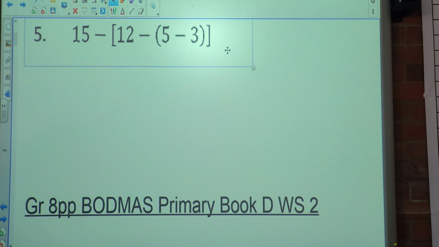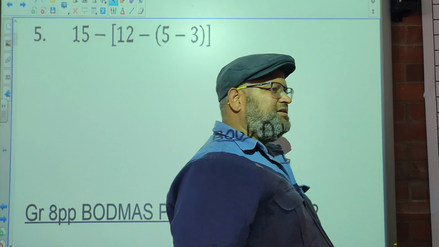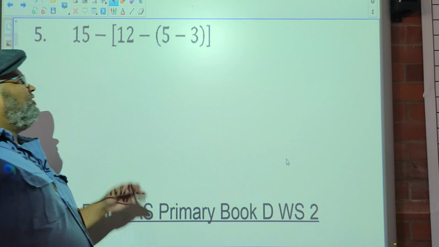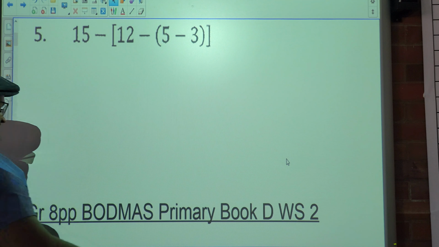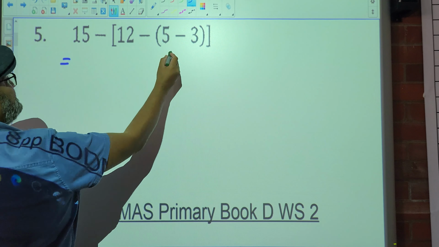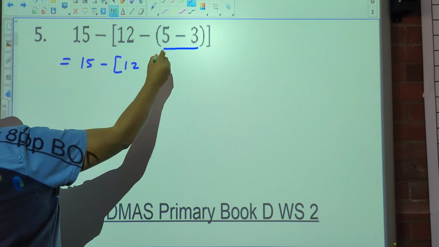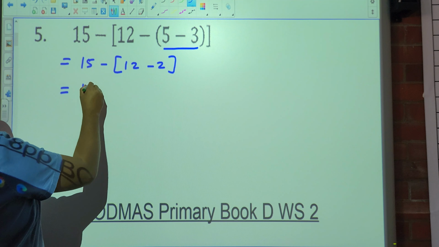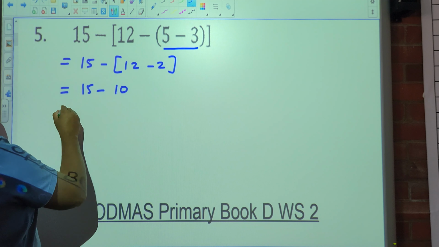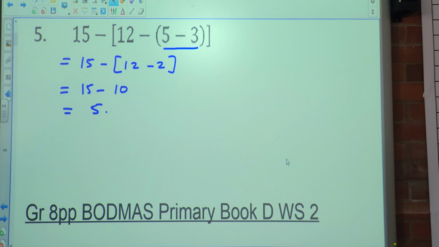Number 5. Here we have 15 minus open brackets, 12 minus open brackets, 5 minus 3, close bracket, close bracket. So yesterday I asked you, what's the difference between the square and the curved bracket? Nothing. Okay. But we work from the most inner bracket. So the most inner bracket is the curved bracket, so it'll be 15 minus 12 minus, what's 5 minus 3? 2. It'll be 15 minus, 12 minus 2 is 10. 15 minus 10? Any confusion here?